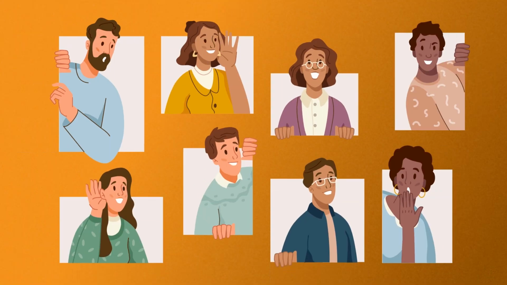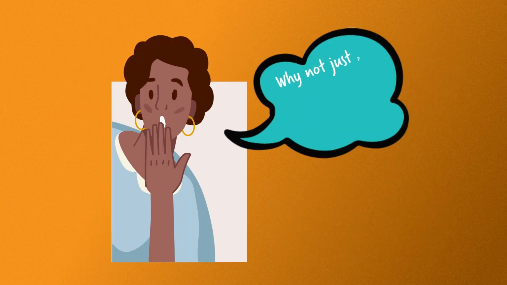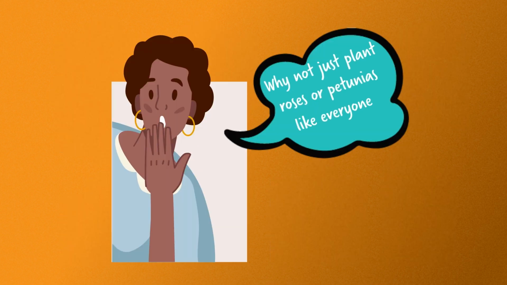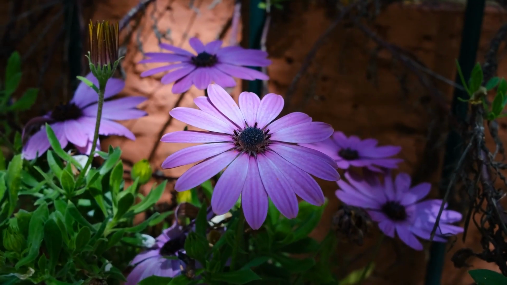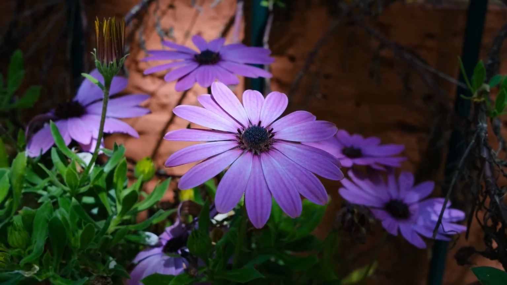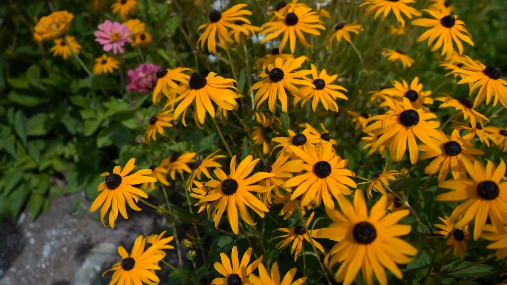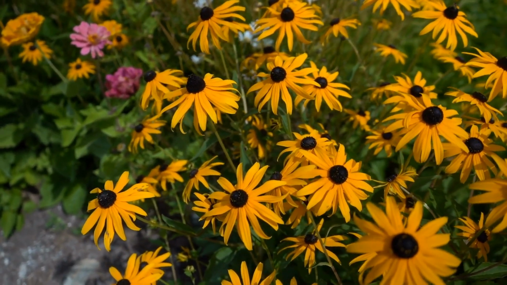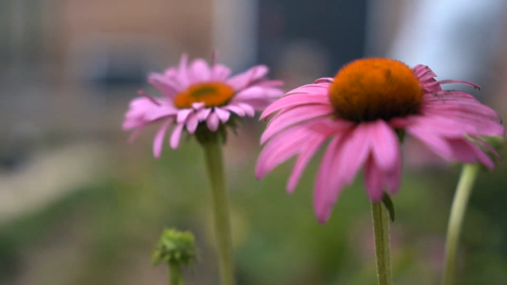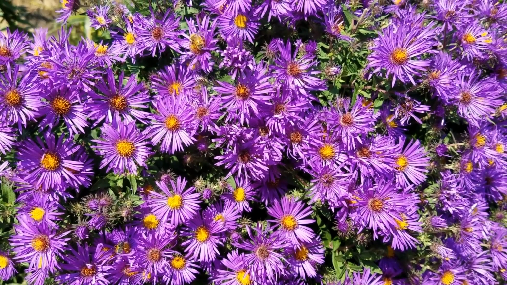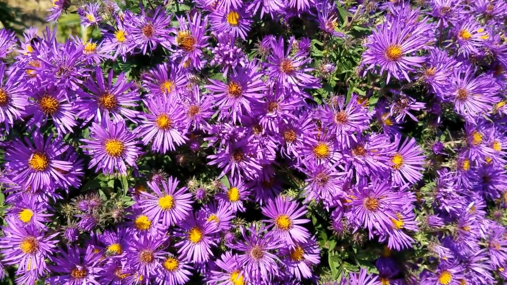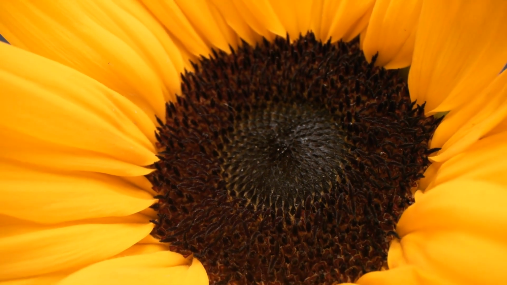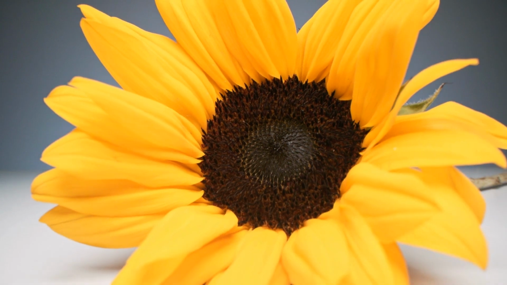As she planted them in her yard, her neighbors watched with curiosity. Why not just plant roses or petunias like everyone else? One of them asked. Lisa explained that native plants like purple coneflowers and black-eyed Susans didn't need as much water as roses and petunias and wouldn't need chemicals to grow. She told her neighbors how their deep roots would help prevent the ground from washing away when it rained, which is important because their neighborhood often flooded.